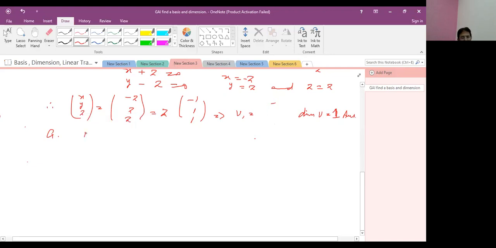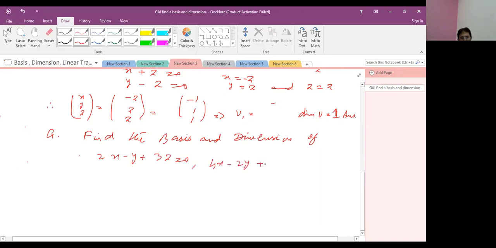Find a basis and dimension of the following: 2x minus y plus 3z is equal to 0, 4x minus 2y plus 3z is equal to 0, minus 6x plus 3y minus 9z is equal to 0.